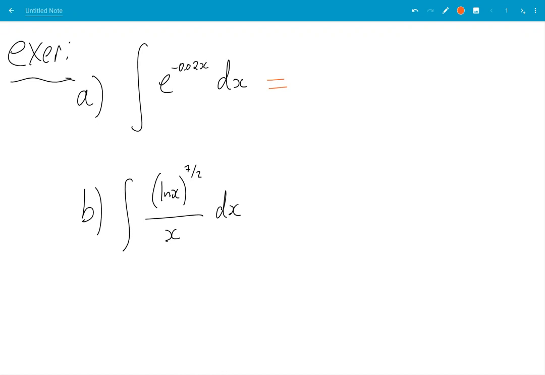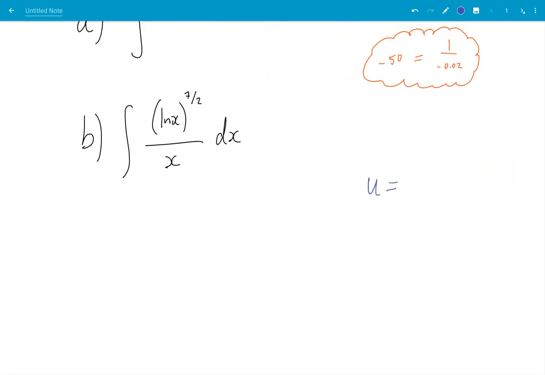First one, you get, well, I'll write it in a funny way, minus 50 e to the negative 0.02 x plus constant. Okay, I'll note that minus 50 is the same thing as 1 divided by 0.02.